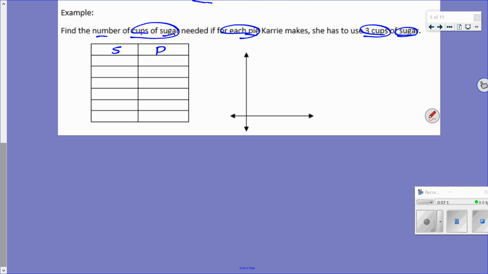Here's one I saw. Most of you guys actually did better than I saw in my A2 class. But once I've used variables, I need to identify them. So S is my sugar. And where possible, guys, use your interval, your labels. So that's cups or units. So S is sugar in cups. P is, and actually I'm going to say number of pies.